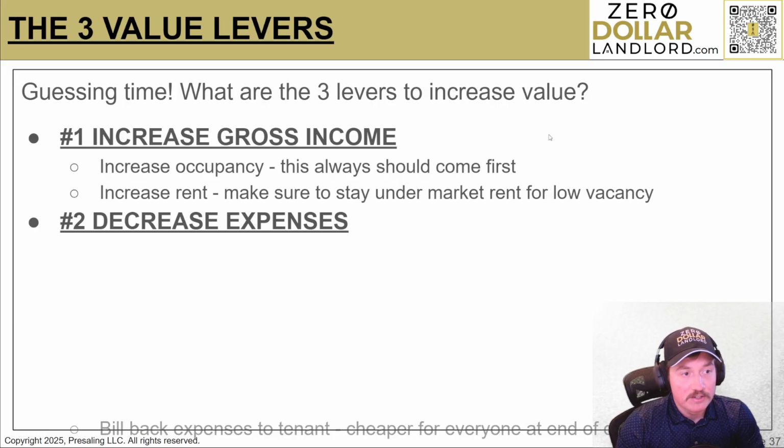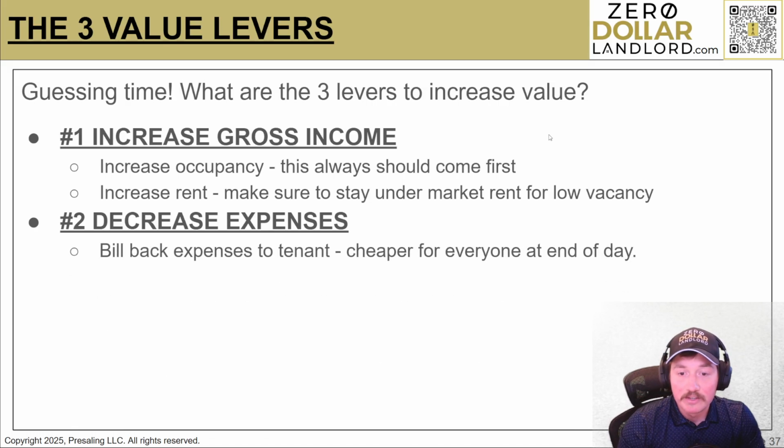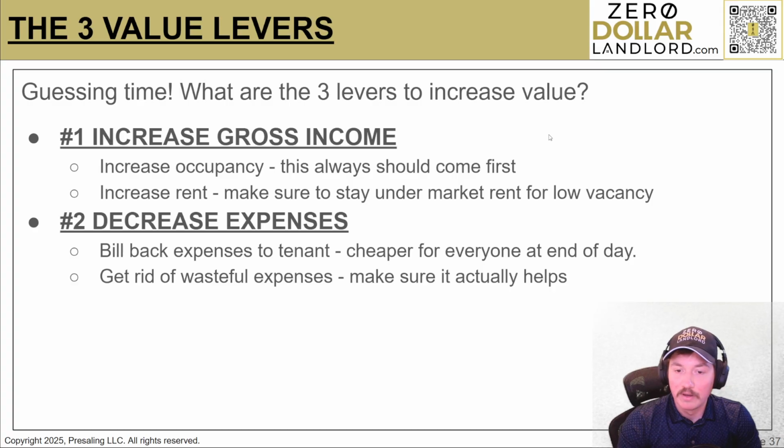Also decrease expenses. So that's going to be stuff like billing back utilities is an easy way to do it as well. So it ends up being cheaper for everybody, and I'll explain that in a second. So that's one way to do it as well. And then get rid of wasteful expenses. Sometimes you're just paying for stuff you don't need. All right, what's that third one? Anybody?